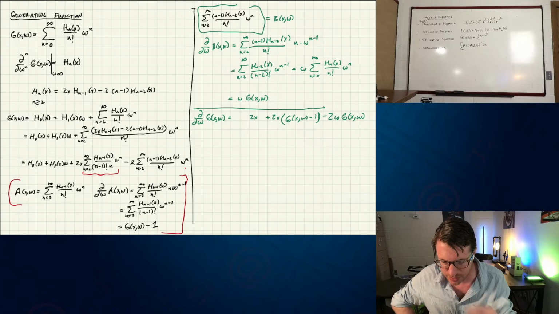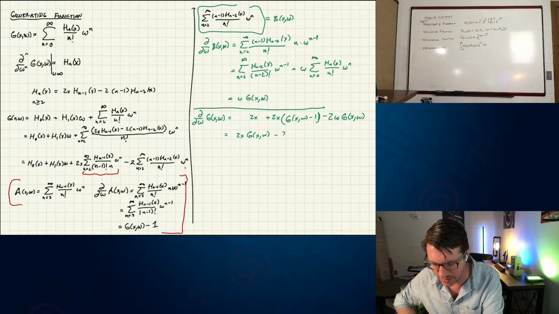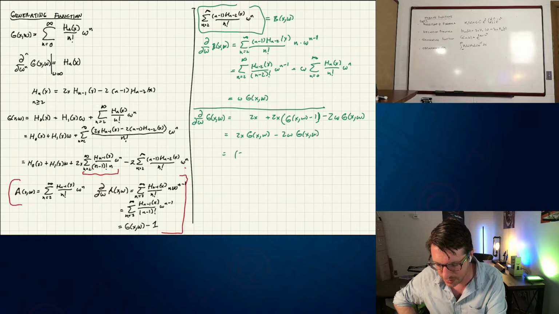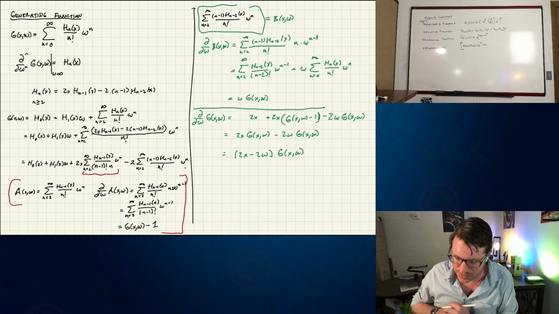All right, so working this out, we have that 2x here, and then minus that 2x coming from here. So we have this 2x, and then we have 2x times this, and so those both end up canceling. And so we end up having 2x g(x,w), and then we have minus 2w g(x,w). And finally, we end up having (2x minus 2w) g(x,w). Ooh, okay, that's nice. All right, so we're nearly done.